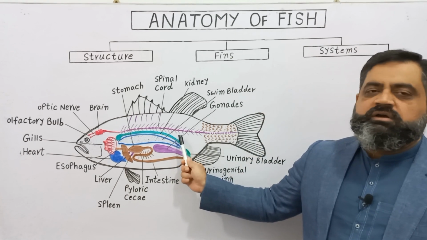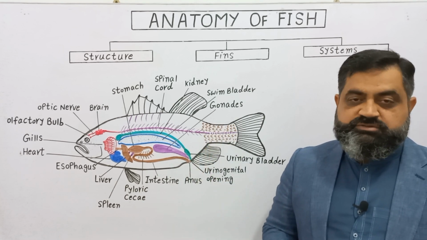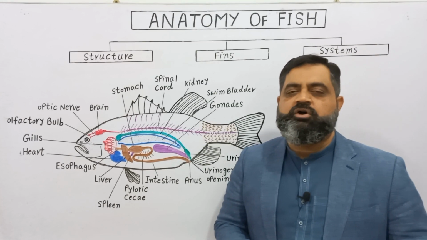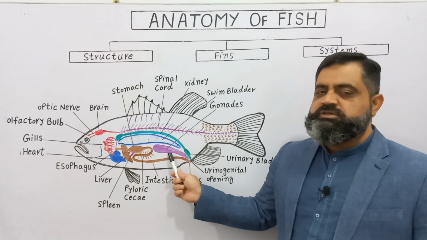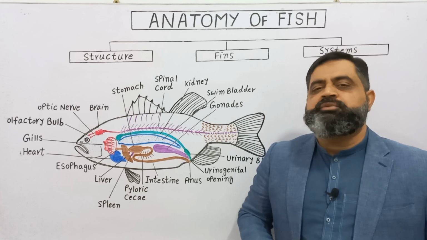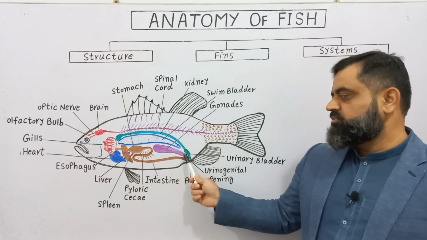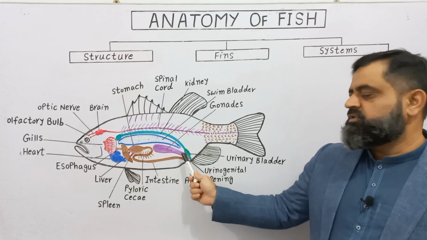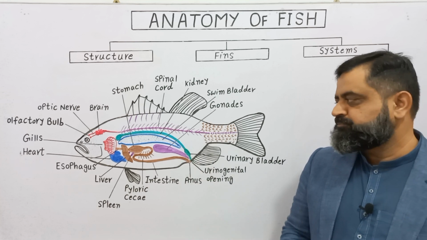Along with the excretory system, there is the reproductive system. The reproductive system is composed of gonads present in the visceral part of the body. If the fish is male, these gonads are testes which produce sperm, and if the fish is female, it produces eggs. These sperms or eggs can be released from the body through the urinogenital opening. This opening is used for the release of gametes as well as urine from the body.